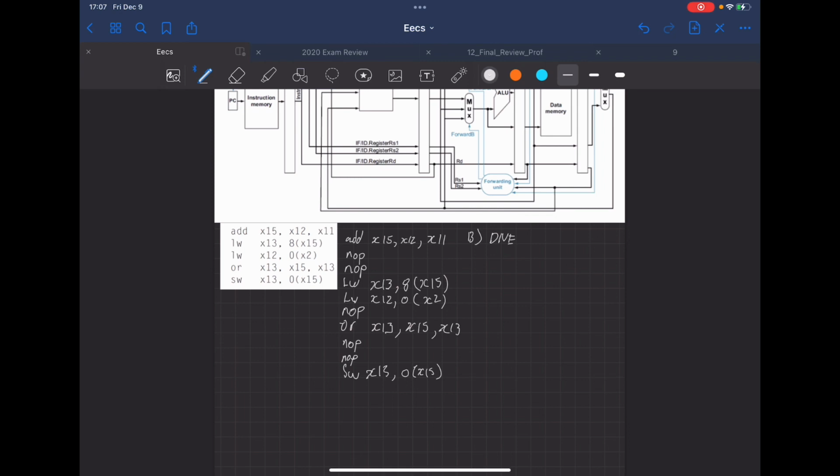Okay, now what is part C? Part C: if the processor has forwarding, but we forget to implement the hazard detection unit, what happens when the original code executes? Okay, so this relates to one of our earlier examples.